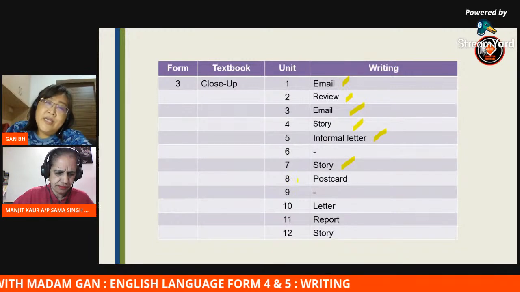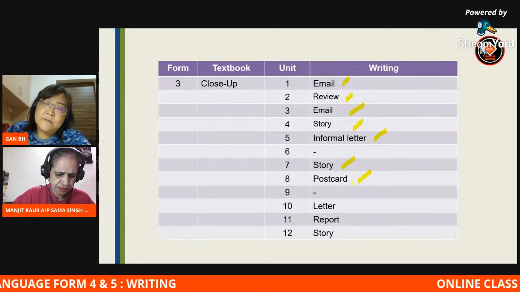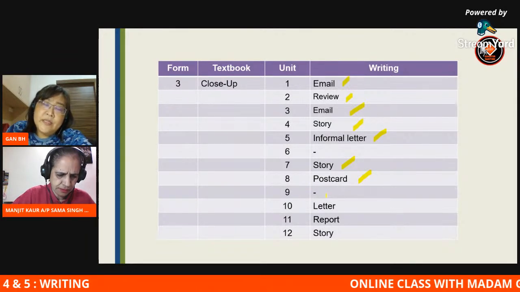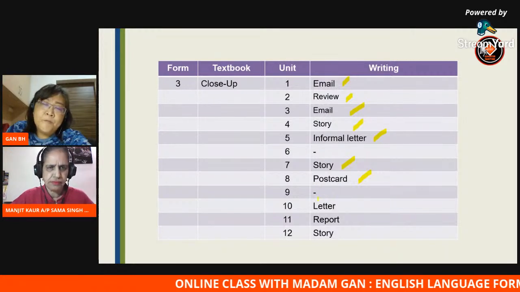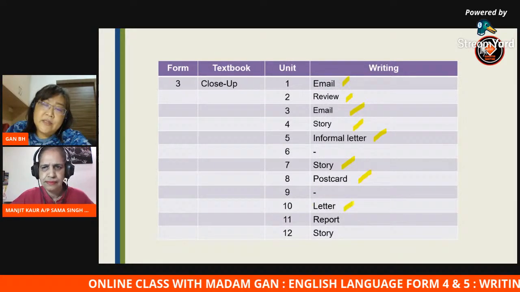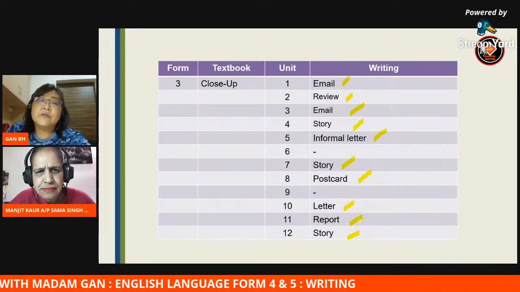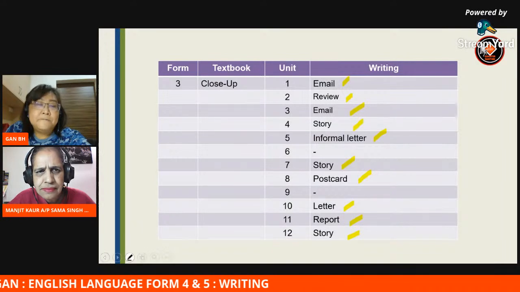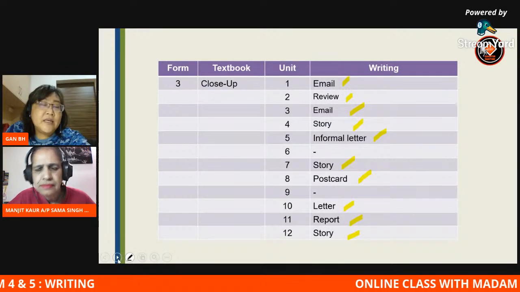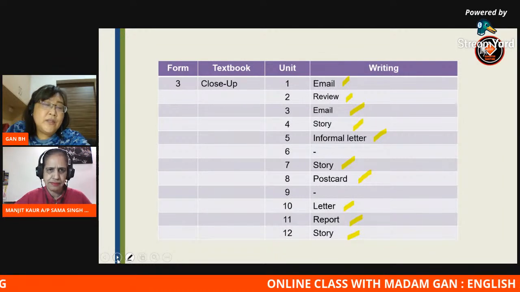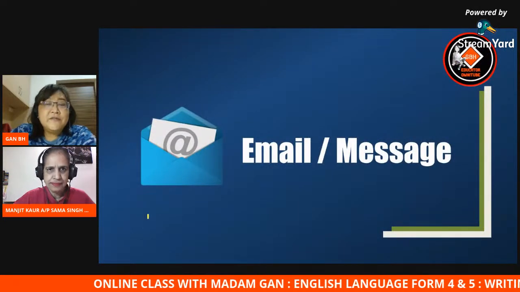If you look at Unit 8 of your Close-Up textbook, it will be on writing a postcard. And Unit 9, this one is like a practice, writing sentences again. And then for Unit 10, you have letter. Unit 11, you have report. And Unit 12, you have story. Okay. So these are the Form 1, Form 2, and Form 3 textbooks. Okay, so let's look at the first one.